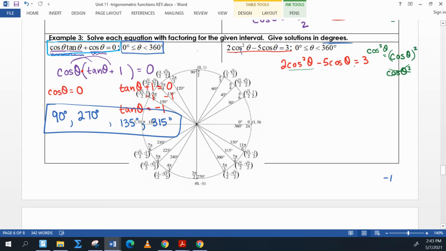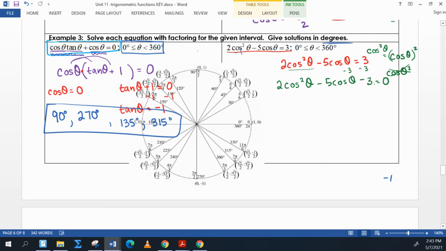You're just going to think of it as a quadratic function. When you're solving a quadratic by factoring, we always have to have it equal to 0 first. So we're going to subtract that 3 from both sides, and we have 2 times the cosine squared of theta minus 5 times the cosine of theta minus 3 is equal to 0.